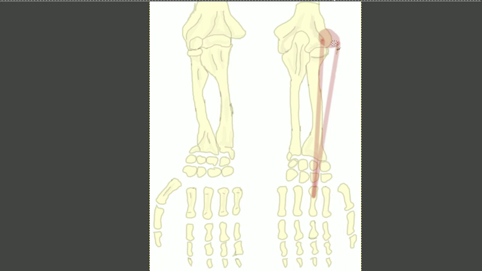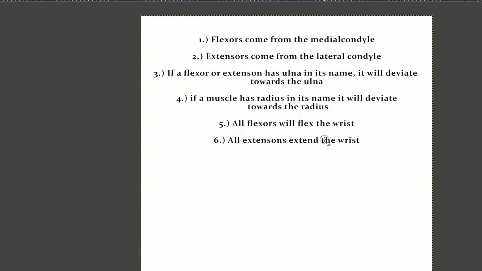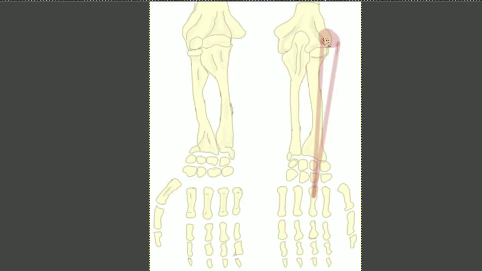So as we come this direction, we can see that it's going to pull our hand this way into radial deviation, as well as it's going to extend our wrist. Just remember, all extensors extend the wrist. So we can see that it has radius in the name, it has extensor in the name. So off the bat, just by the name itself, extensor carpi radialis, we know that it's going to extend the wrist and it's going to radially deviate the wrist. So the name itself gave us our actions, but seeing it here, you can see how those actions would occur. Now, of course, it also crosses the elbow, which means that it'll assist in extension of the elbow as well.